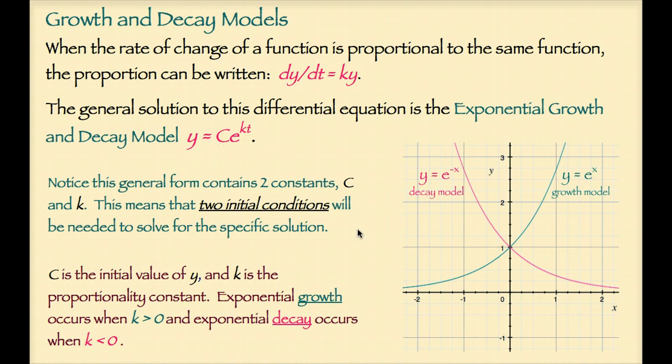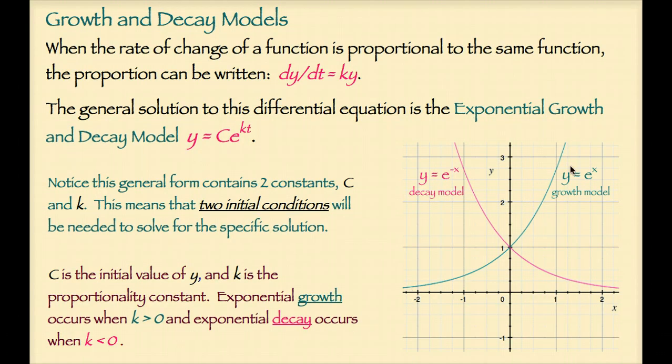Notice this general form contains two constants, c and k, which means that two initial conditions will be needed to solve for the specific solution. C is the initial value of the function y, and k is the proportionality constant. Exponential growth occurs when k is greater than 0, and exponential decay occurs when k is less than 0.